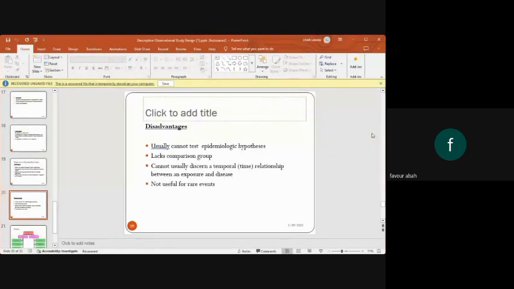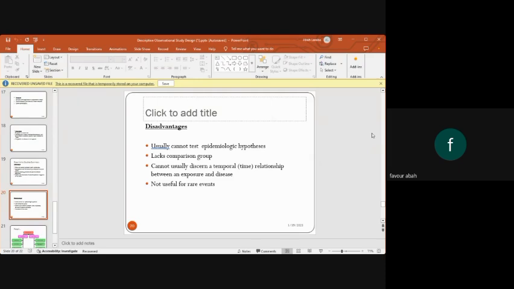Then for the disadvantages, it usually cannot test epidemiologic hypotheses. You cannot use it for hypothesis testing, because what you do with descriptive research design is generate hypotheses. It lacks a comparison group; for that you need analytical study. And it cannot usually discern temporal relationship. That's the temporal sequence. You cannot tell if smoking came before lung cancer or lung cancer came before smoking.